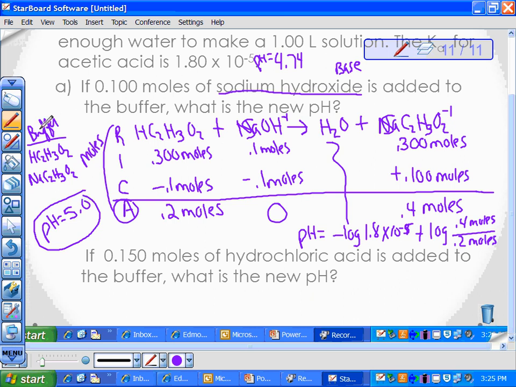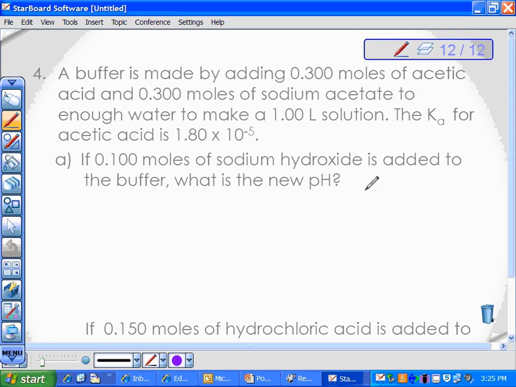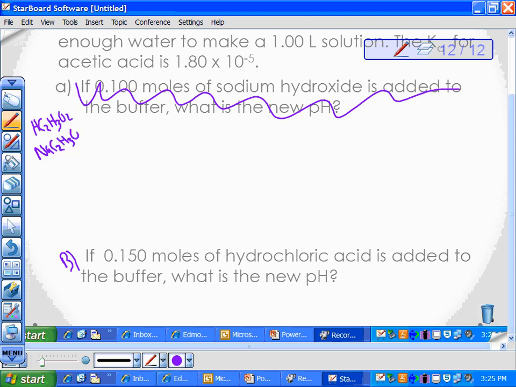So we're going to do the one underneath it. And so let me just, I'm going to get a new page here. For the B part, I'm going to scratch through that. I'm going to work it up here just because I don't have enough room. This is my B. This time I'm going to add hydrochloric acid in. Remember what we had in our buffer? We had acetic acid, and we had sodium acetate. Now we're going to add hydrochloric acid.